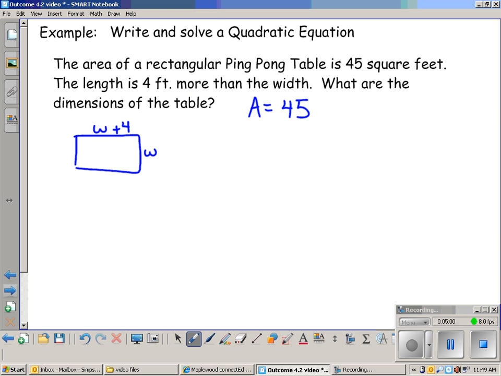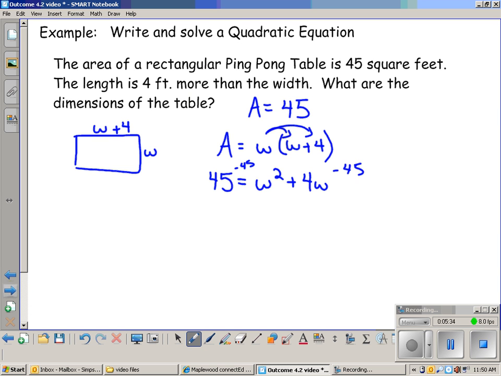To calculate area, we want to multiply length times width. So I can write an expression as width times W plus 4, which was my length. I know that the area is 45, and I can then do some simplifying on this right-hand side. I'm going to multiply the W in, and I write W squared plus 4W. To write it as a quadratic equation, I'm going to move the 45 onto the other side, so subtract 45 from both sides. And I have 0 equals W squared plus 4W minus 45.